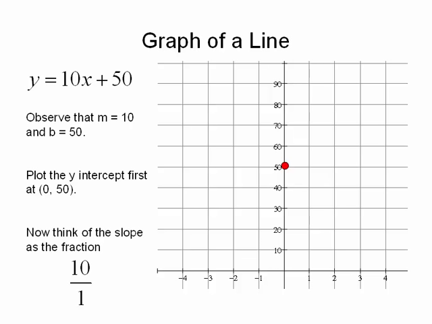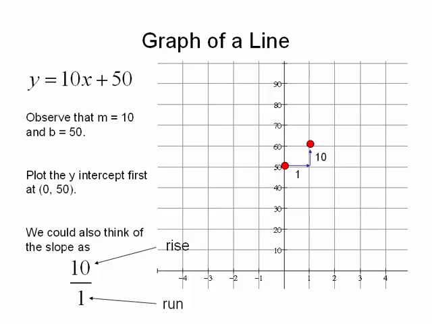Now let's think of that slope as the fraction 10 over 1. What that tells me is that the rise is 10 and the run is 1. I know I can get another point on that if I run 1 and I rise 10. So I'm going to start from that intercept and do that. I'm going to go to the right by 1 and up by 10.